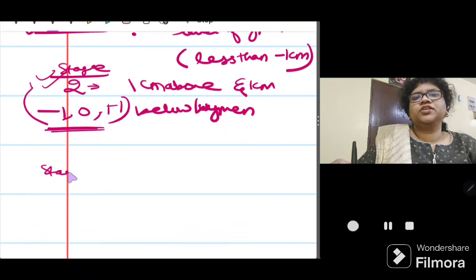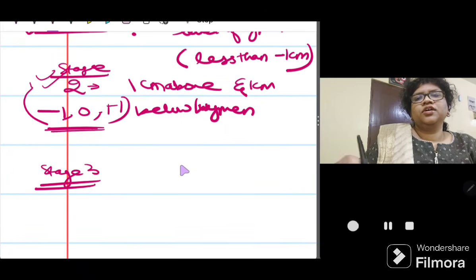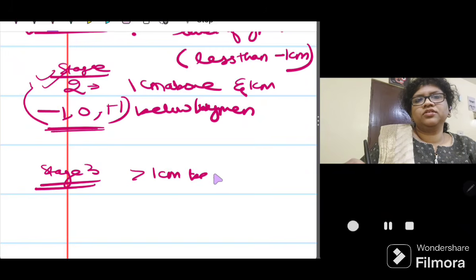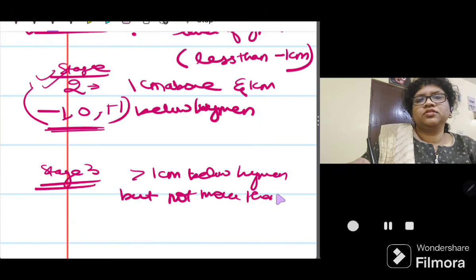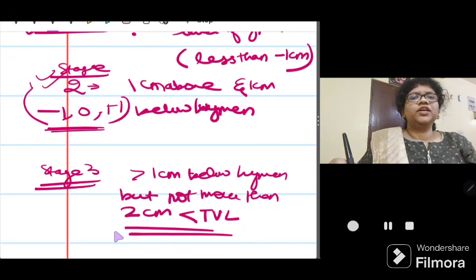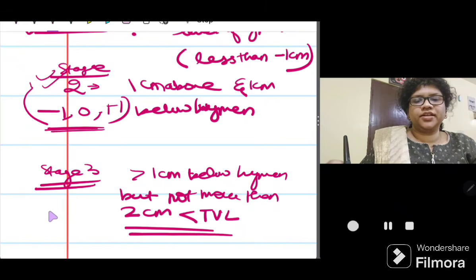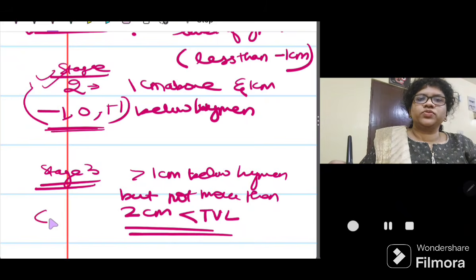Then comes stage 3. When it is more than 1 centimeter below the hymen, but not more than 2 centimeter less than TVL. Okay, so TVL, as I told you, is roughly around 8 centimeter. So 8 minus 2, 6.